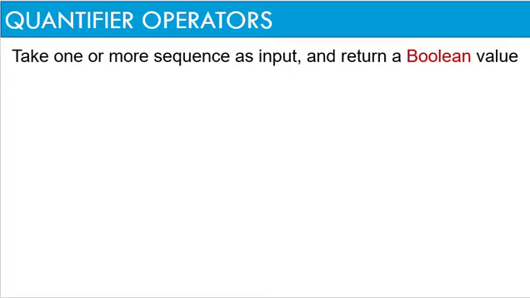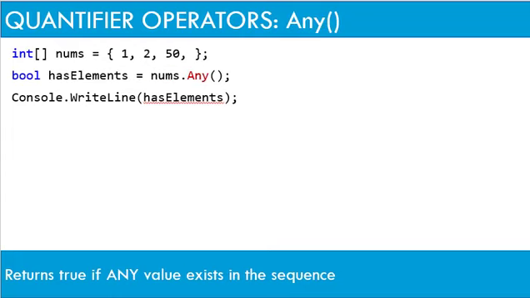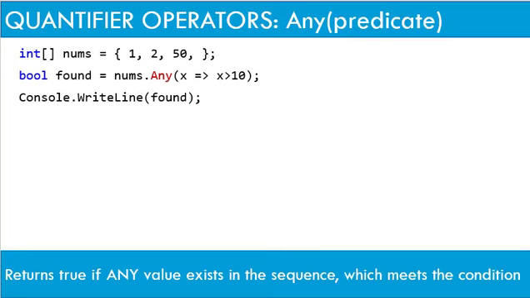There are also some operators known as quantifier operators. These take one or more sequences as input and return true or false. For example, the contains operator takes a value as parameter, searches the input sequence for the value, and if the value is found, it returns true, otherwise false is returned. The any operator returns true if the input sequence has at least one element. It is a way to check whether the input sequence is empty or not. You can also pass a predicate as a parameter. In this case, the any operator returns true if an element exists which meets the predicate condition.